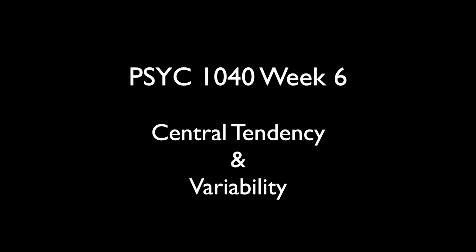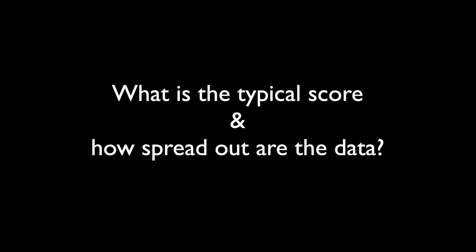Another way to think of central tendency and variability is to ask these two questions. In my distribution, my sample that I've collected, what is the typical score? That's basically what central tendency is about, figuring out what's the typical score that I got out of my sample. And how spread out the data are is a question about variability. So how spread out are they from that typical score?